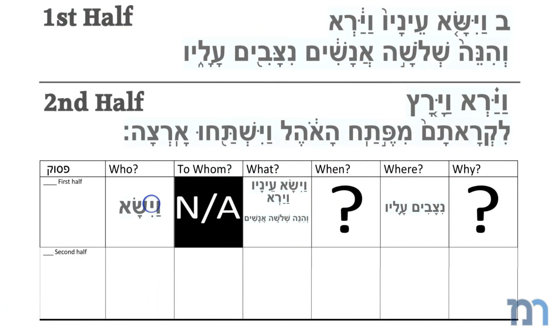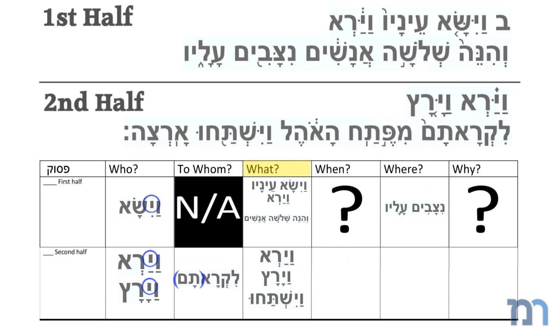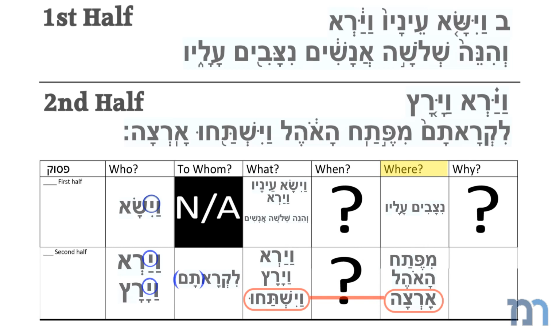Now let's look at the second half of the pasuk. In the second half, the who, there's no who clearly in there. We only have pronouns in Vayar again and Vayarat. So the who is just in the pronoun yud. To whom? Here there is a to whom. Likras, it's toward them. That's to whom. What? Vayar, Vayar, it's Vayishtachu. Where? For every verb, I could have a where. So there's Vayar, Vayar, be Pesach Ha'el. That's really from where. And where to Vayishtachu? Artza. Artza is a place, toward the ground.